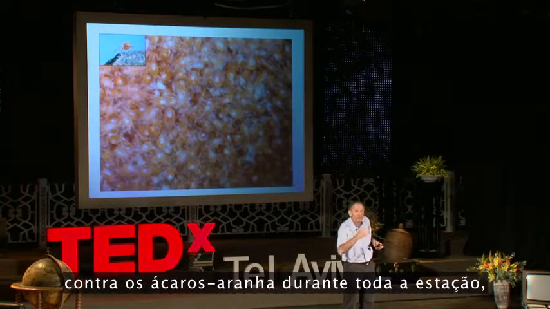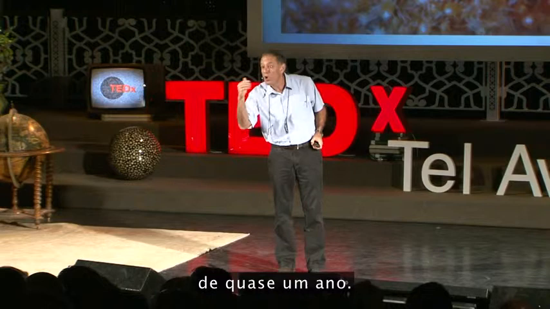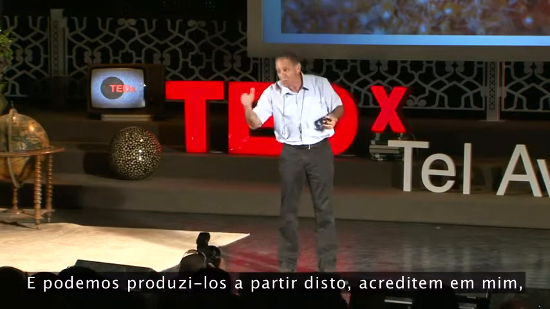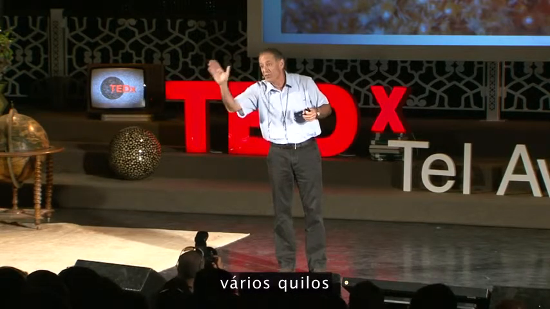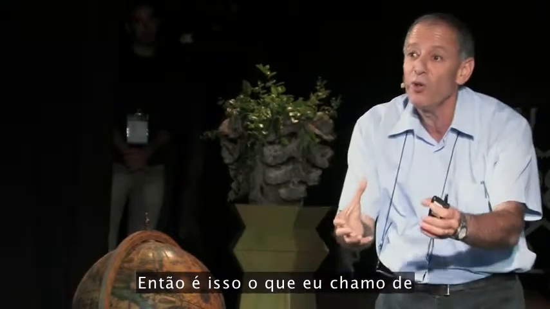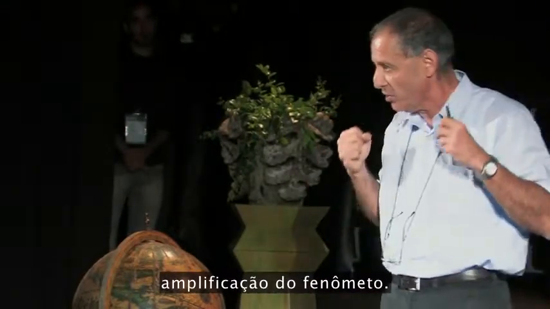80,000 individuals are good enough to control 1 acre, 4,000 square meters of a strawberry plot against spider mites for the whole season of almost 1 year. And we can produce from this, believe you me, several dozens of kilograms on an annual basis. So this is what I call amplification of the phenomenon.